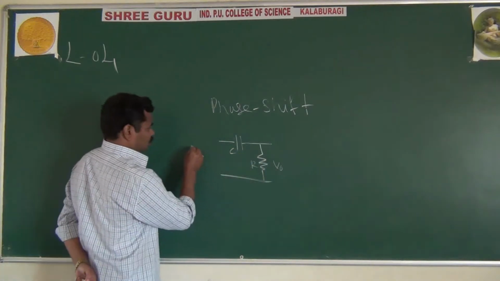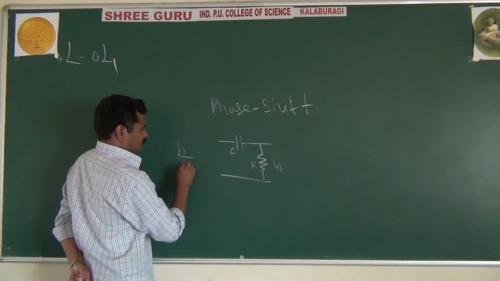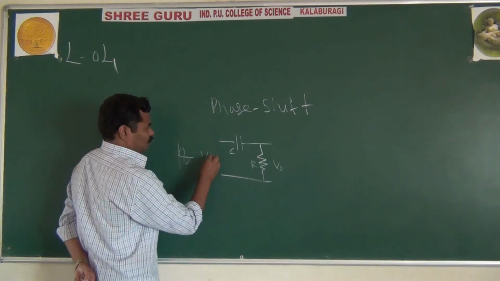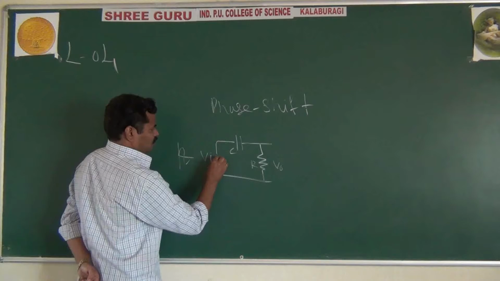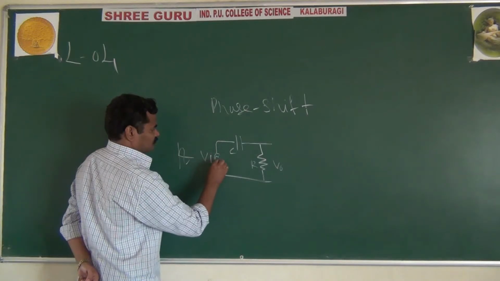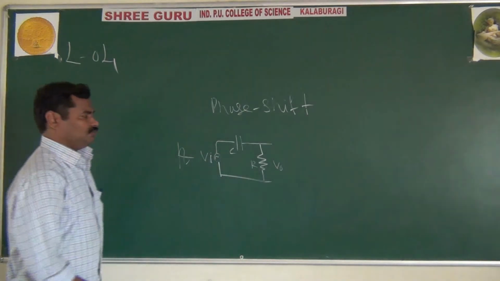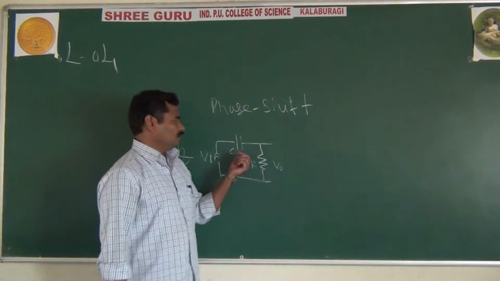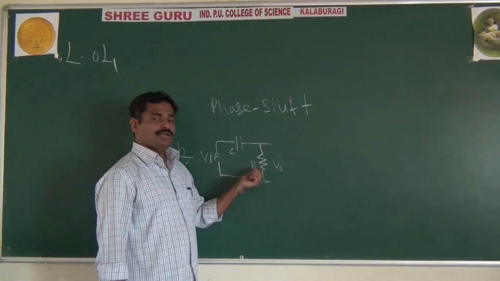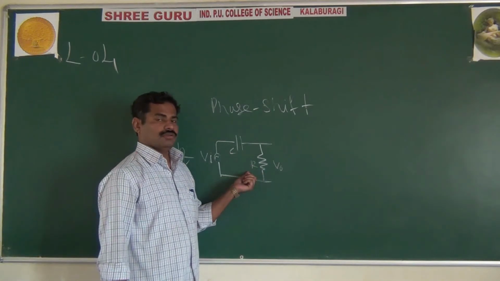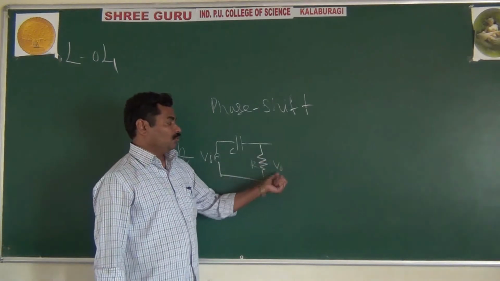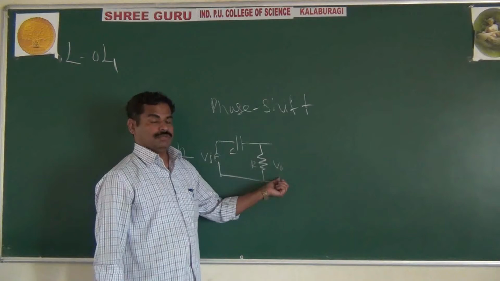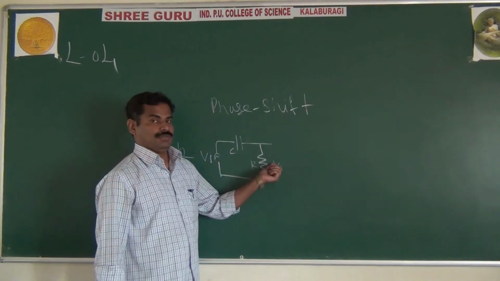Here you can give the input voltage, a variable input voltage, or you are applying an AC signal here. If C and R are in series and you are applying an AC signal, in the output you will get the phase shift.